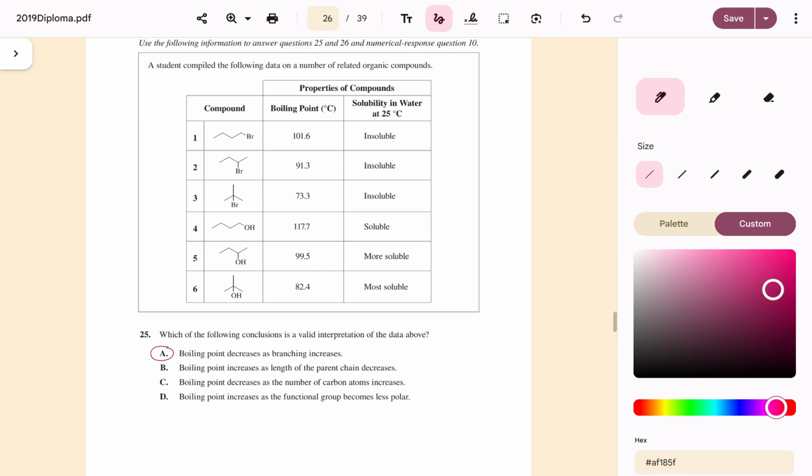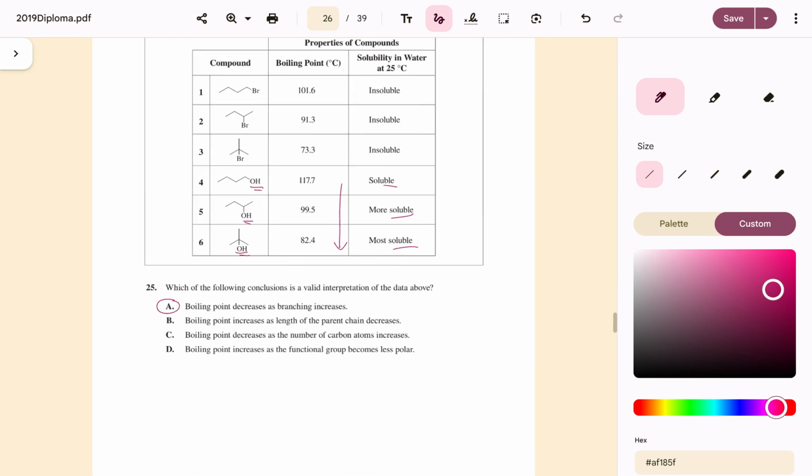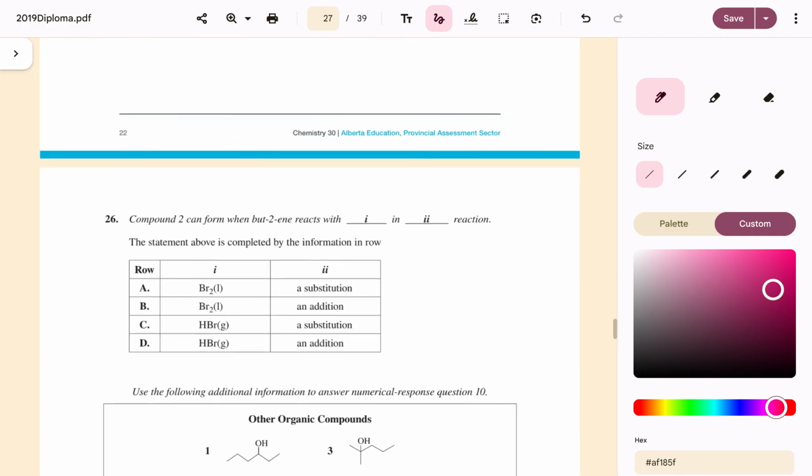Now the other part I'm just going to point out here, because this is going to come up in a moment, is that depending where your OH group is, your boiling point also decreases and you become more soluble. So keep that in mind when we come back to it in a moment.